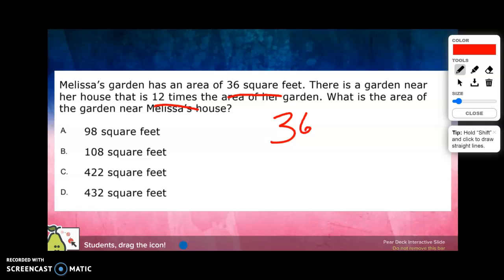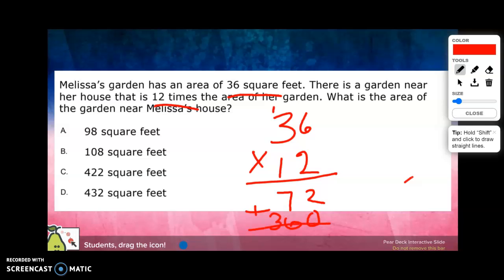So if we take 36 times 12, 2 times 6 is 12, 1 up here, 2 times 3 is 6, plus 1 is 7. Remember to add your placeholder, 0, and then 6 and 3. When I add it all together, 2, 7 and 6 is 13. So the other garden is 432 square feet.